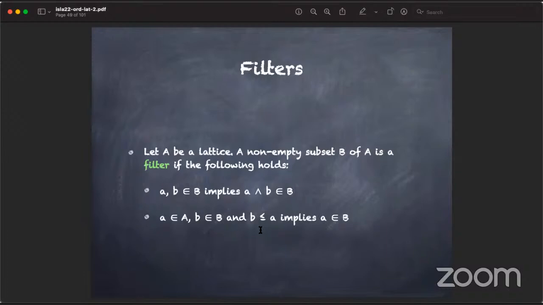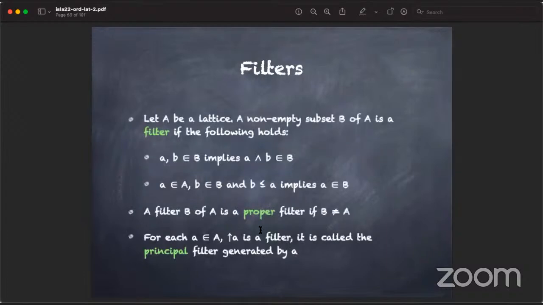Once again, similarly, we can think of some examples. And before going into those examples, once again, the same kind of idea: it's called a proper filter if it is not A, and the upset, given any A, the upset forms a filter, which we call a principal filter. So I hope the idea is clear. It's the same thing, just the dual idea.